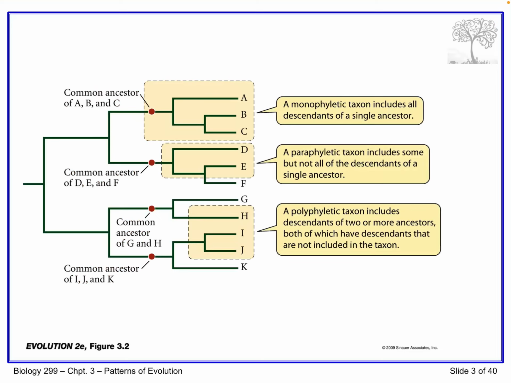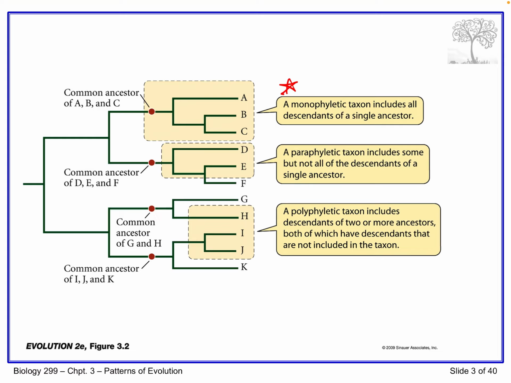Okay, first of all, let me just say that monophyletic taxa are considered to be the only valid type of taxa. They are what we're shooting for when we group organisms together. So again, in a monophyletic taxon, which is what's outlined here, we have species A, B, and C all grouped into the same class or order or family or genus, let's say, because they all evolved from the same common ancestor. That's the proper way to do it.